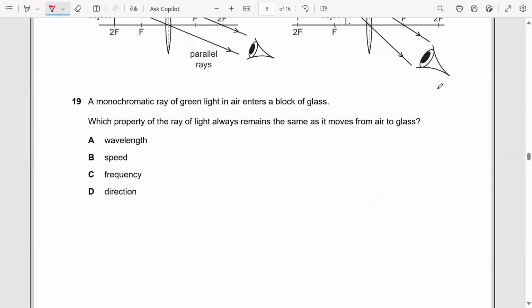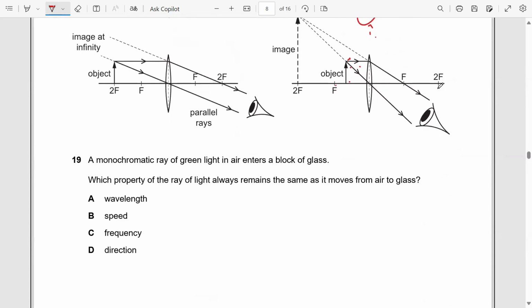Question number 19. Okay? So a monochromatic ray of green light in air enters a block of glass. Which property of the ray of light always remains the same as it moves from air to the glass? C. Frequency. It's the frequency. It depends on the source.